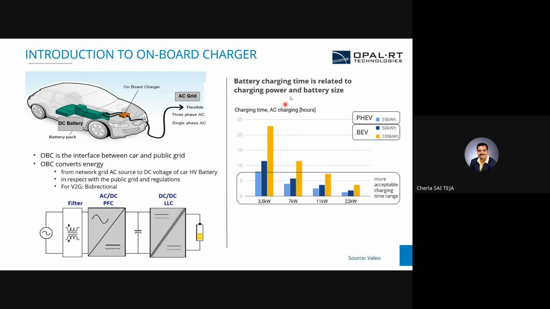As these charging times are long, nowadays for fast charger applications you have DC chargers, as there is no conversion of AC to DC, and those DC chargers will happily charge this 100 kilowatt hour battery within 3 to 4 hours.